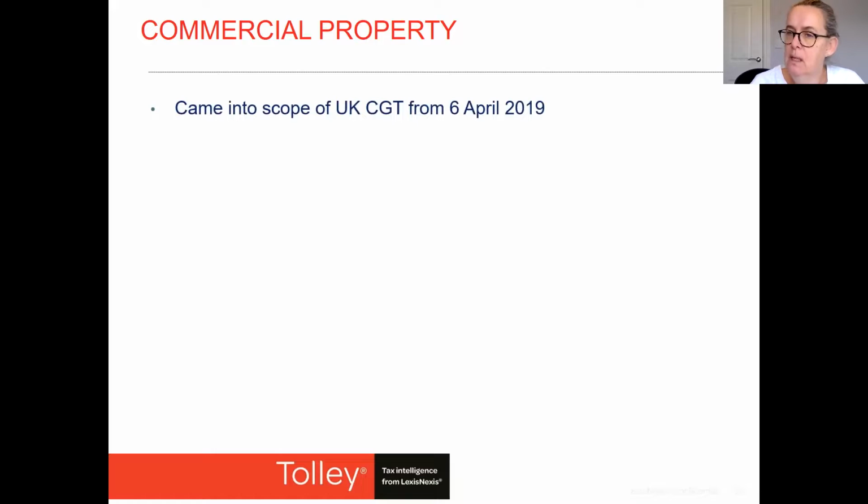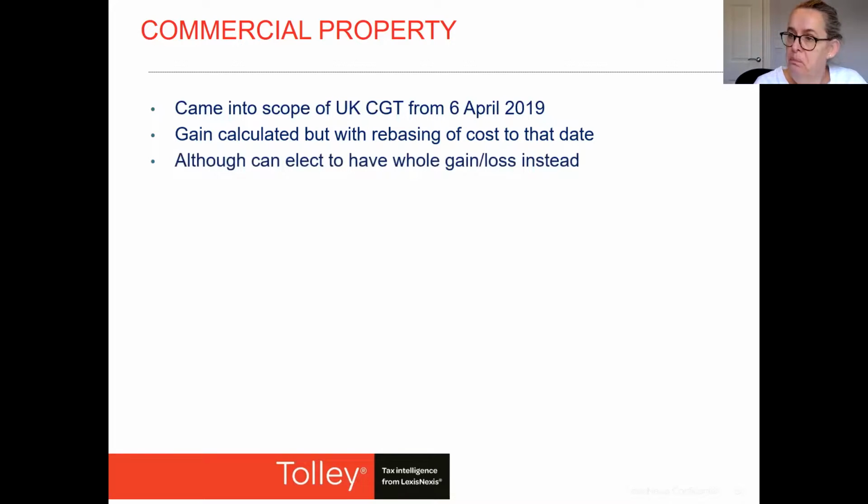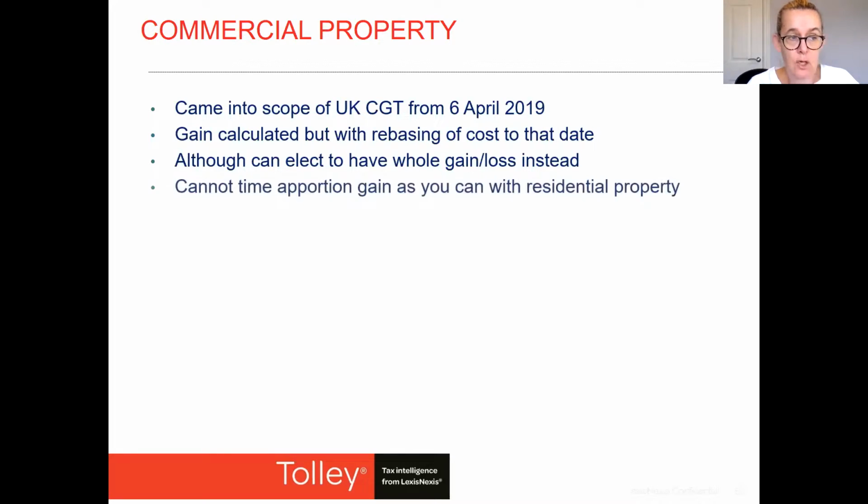So it came into scope from the 6th of April 2019. The gain can, if you want, be calculated by rebasing to April 2019. You can have the whole gain or the whole loss arising instead. With residential property that came in 2015, you could also time apportion the gain before and after 2015. But just to point out, you can't do that with commercial property. You have either the whole gain coming in or you rebase to April 2019.